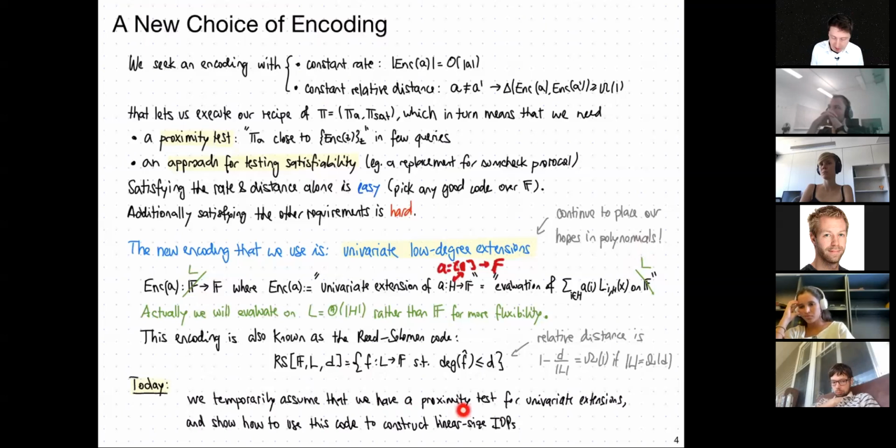Today we're going to assume that we have a proximity test for univariate extensions. In fact, we assume we have it because that's the FRI protocol. We know we can do it in a logarithmic number of rounds and a logarithmic number of queries to test proximity to the Reed-Solomon code. The goal of today is to bridge that last gap. Once we know we can test proximity to the Reed-Solomon code, how do we actually use it to check computations such as R1CS satisfiability? That is the arithmetization plus probabilistic checking, minus the proximity testing, which we've already seen.